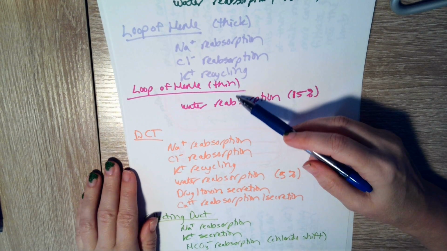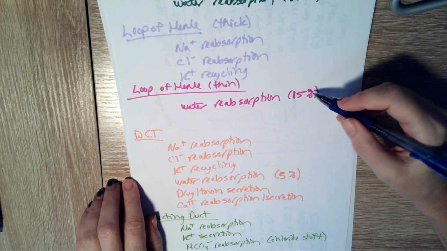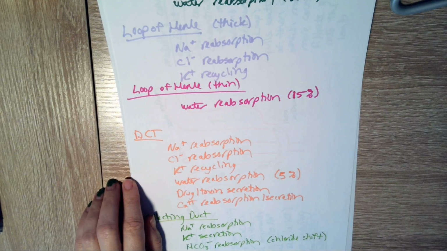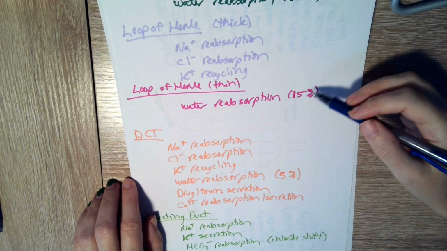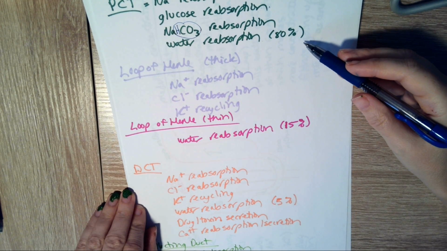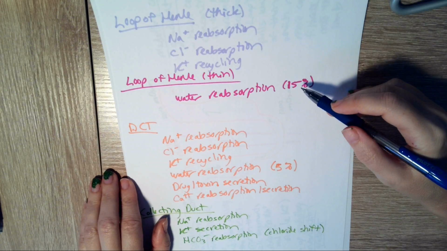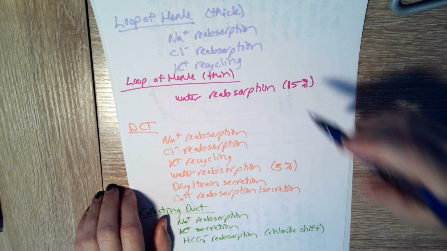So down to the bottom of the loop of Henle, the thin segment, only water is being reabsorbed here. We're getting about 15% of our water reabsorption from the bottom of the loop of Henle there in the thin segment, and that is a good amount of water reabsorption still. So remember, 80% in the proximal convoluted tubule and 15% in the bottom of the loop of Henle in the thin segment. So a good amount of water reabsorption happening here.